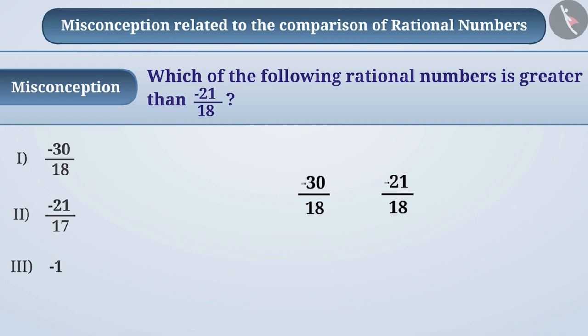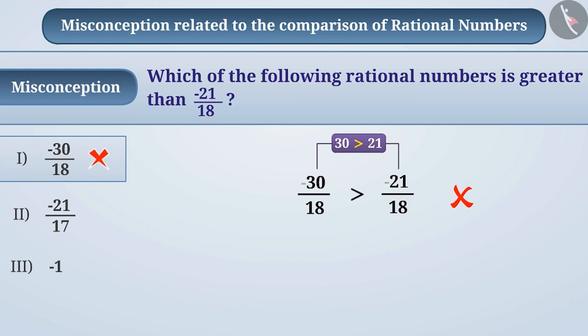Students often ignore the signs and compare rational numbers. This is an incorrect understanding of doing comparisons. Students see that in option 1, the given denominator is equal to the denominator in the question and 30 is greater than 21. Therefore, they think that option 1 is the correct answer.